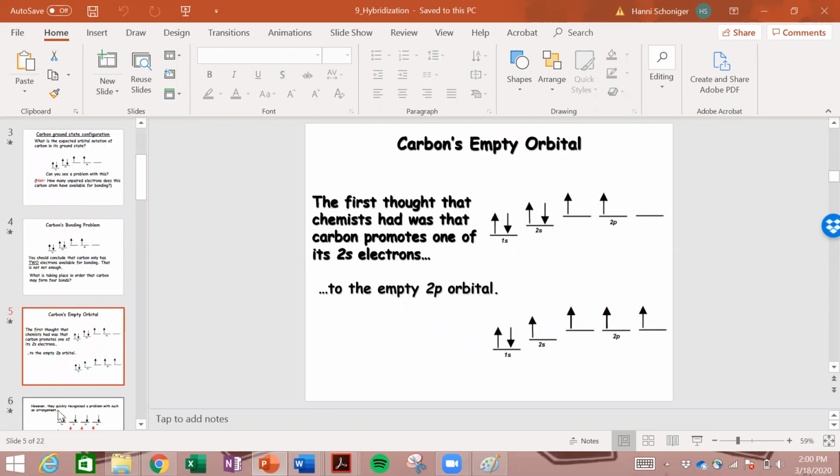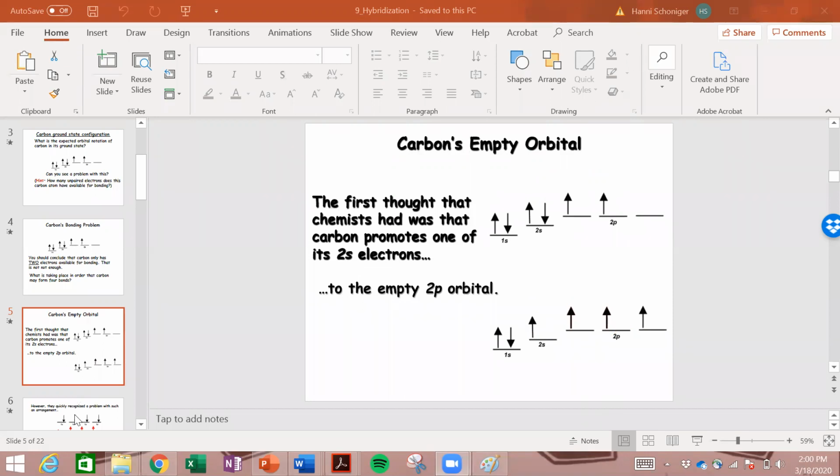We're going to take 1 electron from the 2s and move it over to that empty orbital in the 2p. So now we have 1, 2, 3, 4 unpaired electrons. If you have an unpaired electron, that means there's a possibility to make that many connections. Every unpaired electron wants to make a connection if possible. And so we have 4 unpaired electrons now because it hybridized.